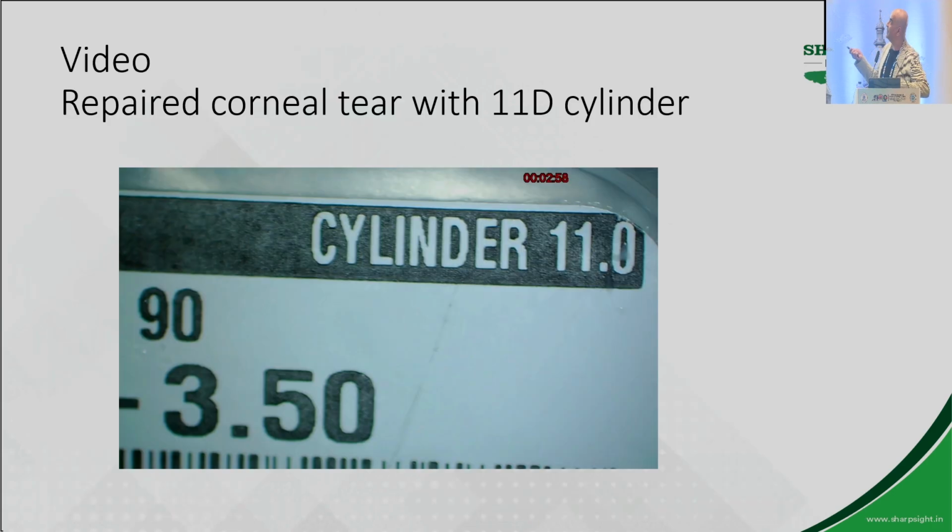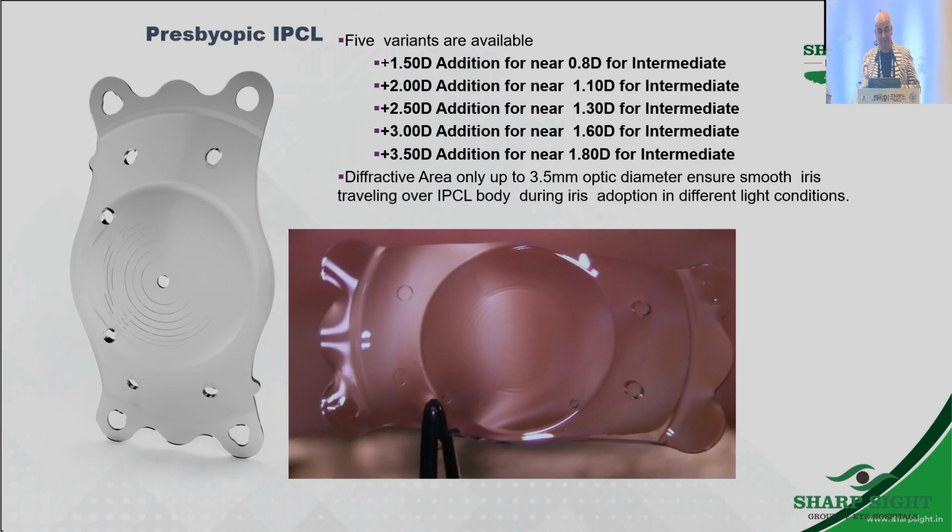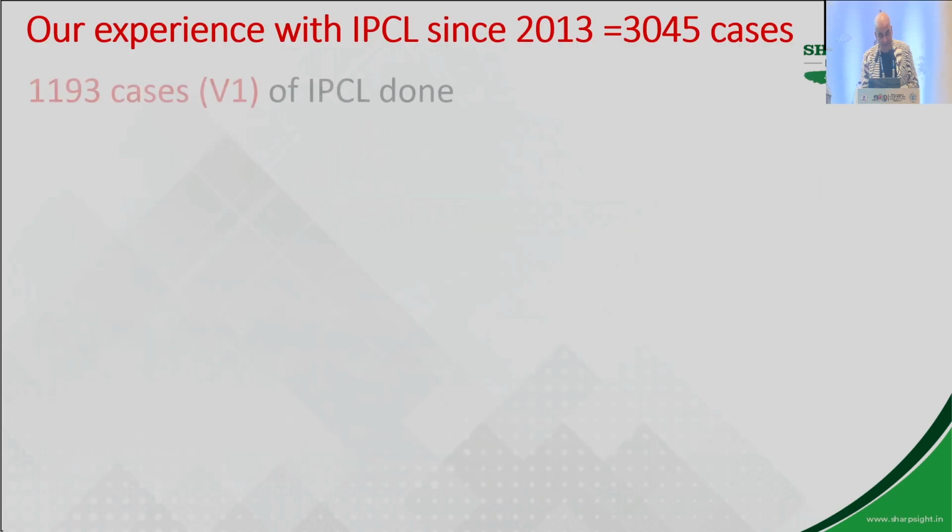Now this is a cylindrical patient with -3.5 with 11 diopters of astigmatism with a repaired corneal scar. This patient did extremely well, again due to the stability of the lens. We have also used these presbyopic phakic IPCLs in patients whom I've already operated and who now want some kind of presbyopic correction. You can use this IPCL in these cases.